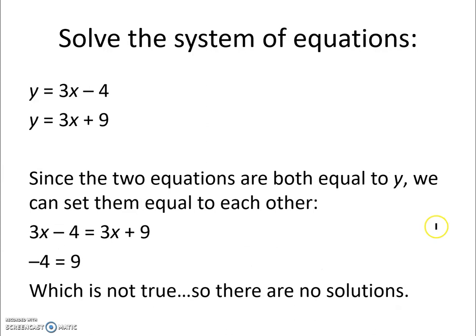Solve the system of equations. We're given another set of equations, y equals 3x minus 4, y equals 3x plus 9. Since the two equations are both equal to y, we can set them equal to each other. So we have 3x minus 4 equals 3x plus 9. Subtracting 3x from both sides, we find negative 4 equals 9, which is not true. And anytime you get a statement like that that is not true, there are no solutions to this system of equations.